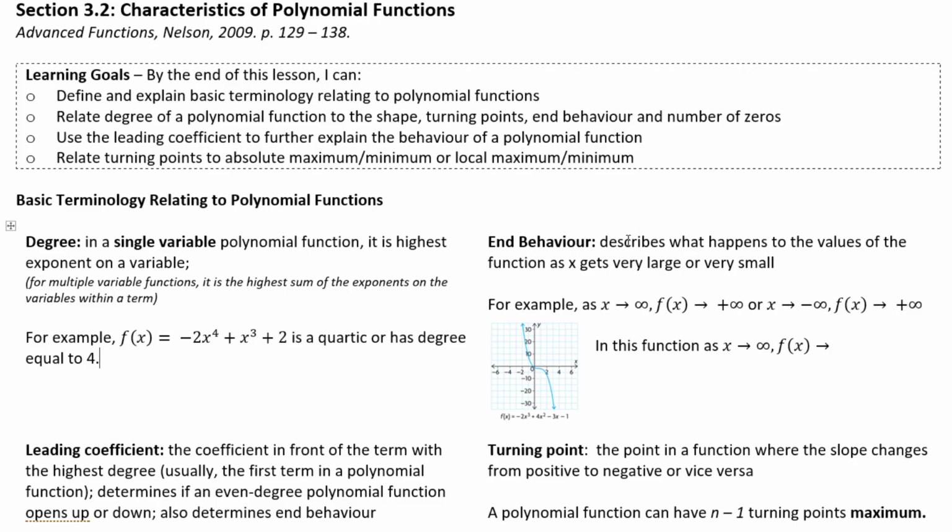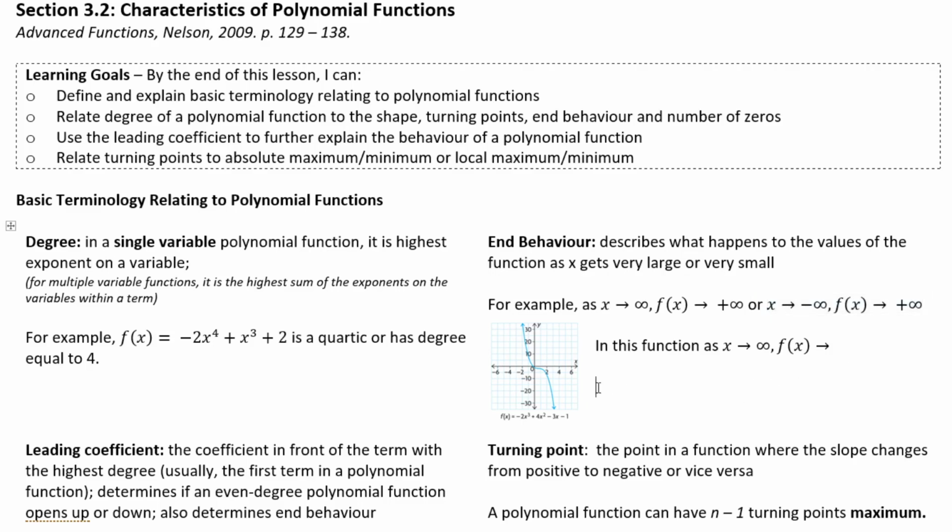The end behavior of a function describes what happens to the values of the function as x gets exceedingly large or very small. So we often write end behavior as follows: as x approaches infinity, f of x approaches positive infinity, or for example, you could also say as x approaches negative infinity, f of x approaches positive infinity.